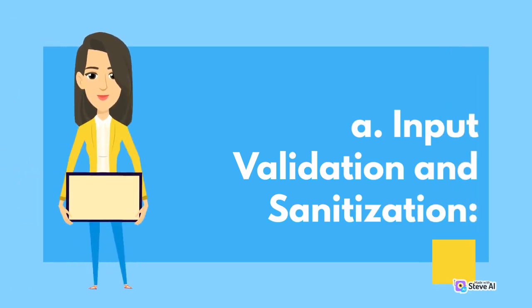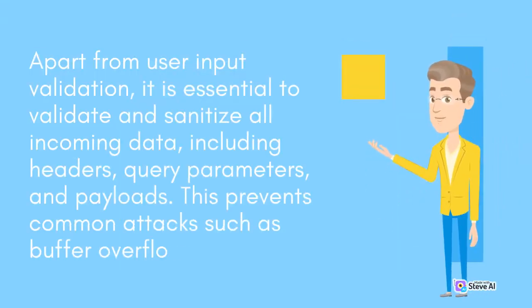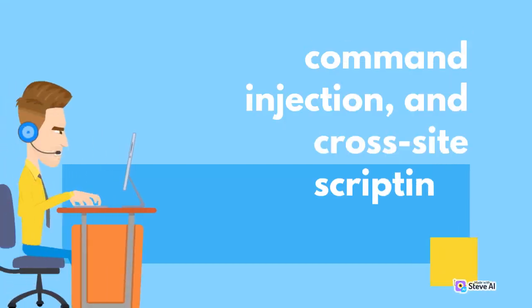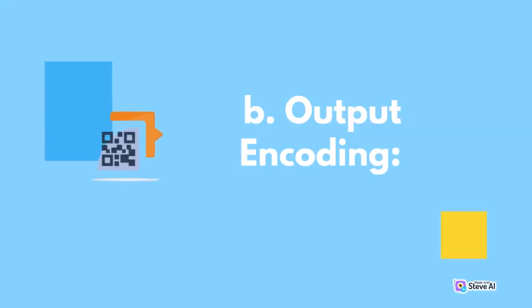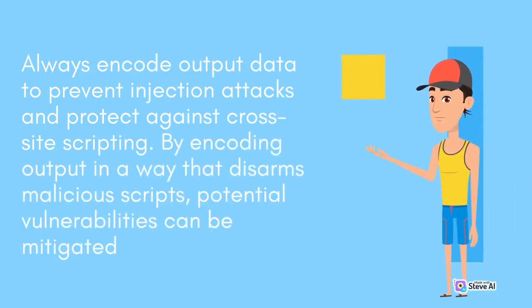A. Input validation and sanitization. Apart from user input validation, it is essential to validate and sanitize all incoming data, including headers, query parameters, and payloads. This prevents common attacks such as buffer overflows, command injection, and cross-site scripting. B. Output encoding. Always encode output data to prevent injection attacks and protect against cross-site scripting. By encoding output in a way that disarms malicious scripts, potential vulnerabilities can be mitigated.